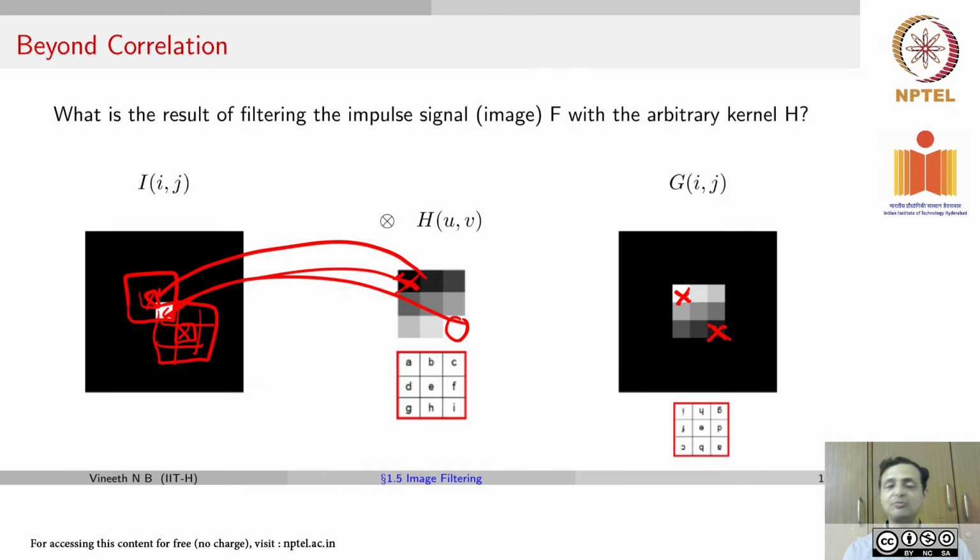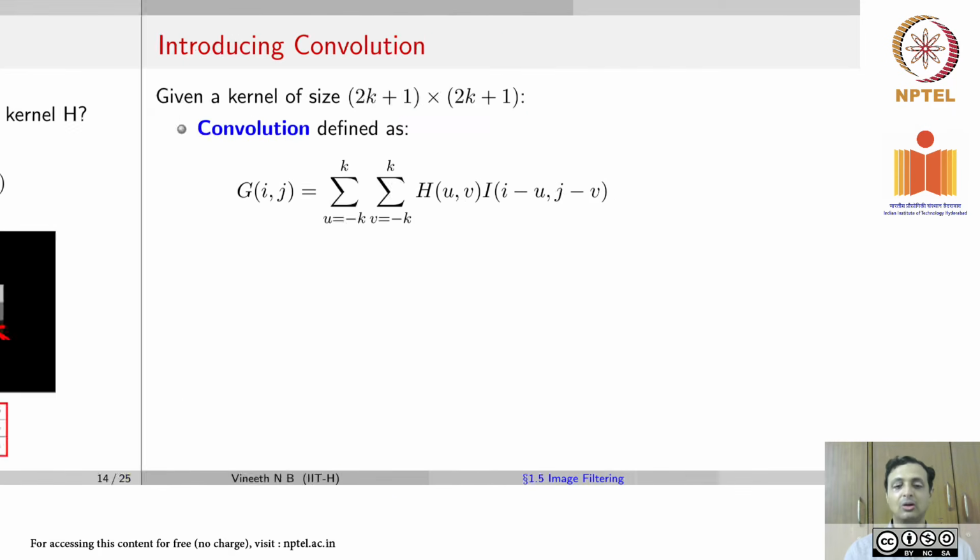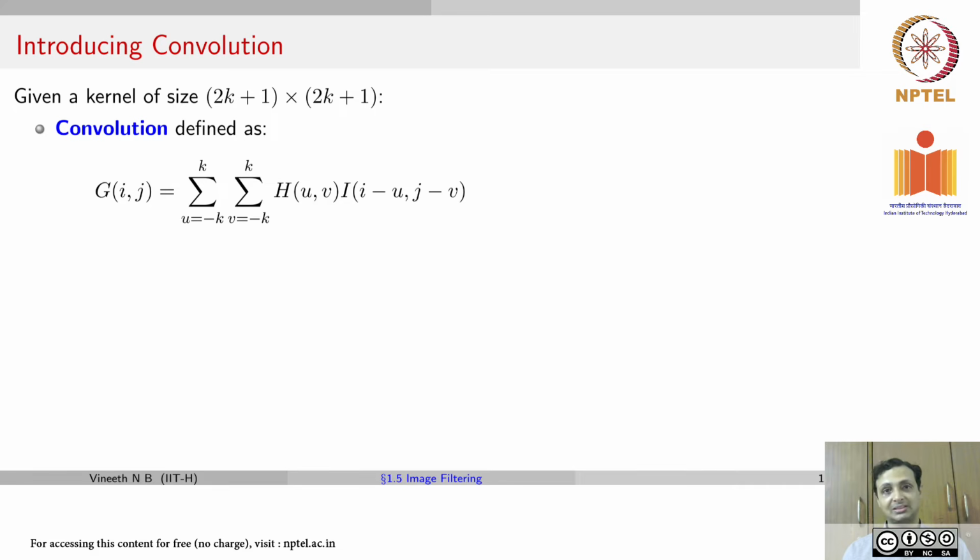What do we do if we want an operation like an identity operation, where if you take an impulse signal and you do that operation with the kernel, you should get the kernel itself, which, as you can see, does not happen when you do cross correlation? That introduces us to the operation of convolution.